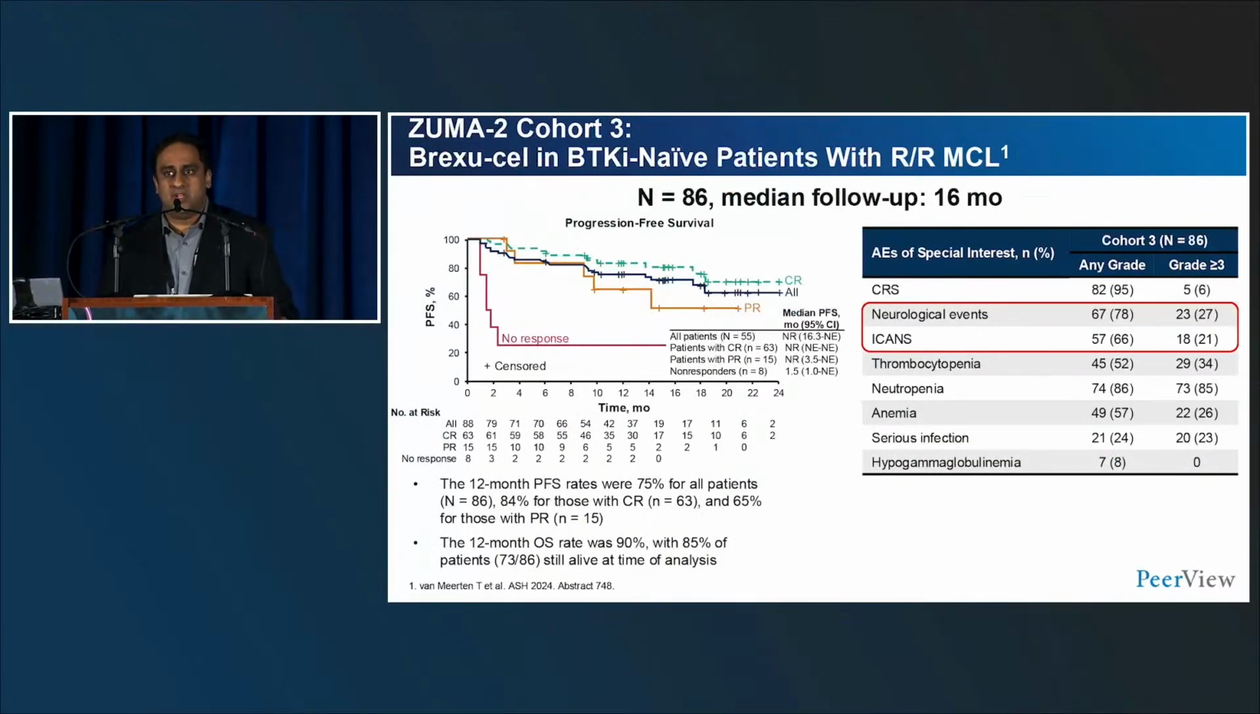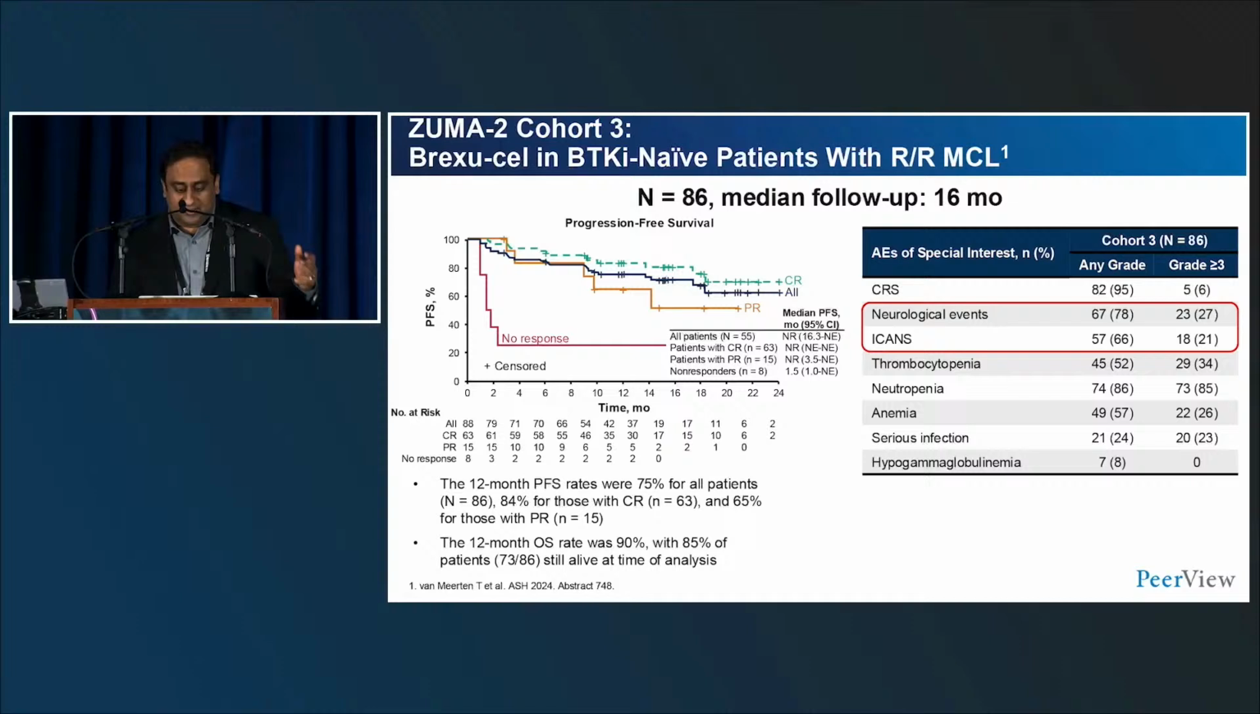CAR-T is the other major player in mantle cell lymphoma, and it is really a therapy that has incredibly high efficacy, but it comes again with some degree of risk. So here you can see that with brexucabtagene autoleucel, you get an overall response rate of 90+%, and 12-month progression-free survival was 75% for all patients and higher for those in CR. But the hard part here is the grade 3 or higher toxicities: neurological events of 27% and 21%, and grade 3 or higher CRS, meaning you're on pressors, of 6%.